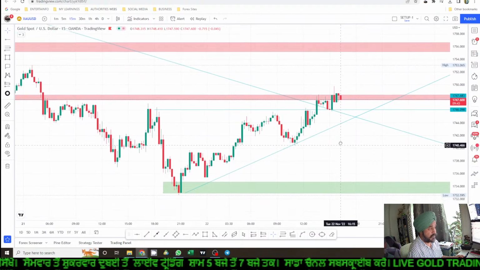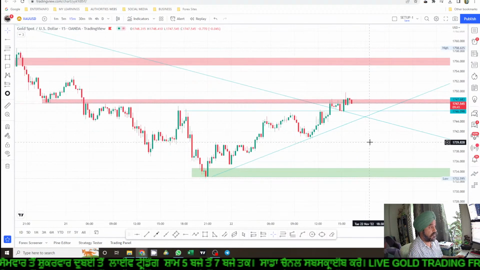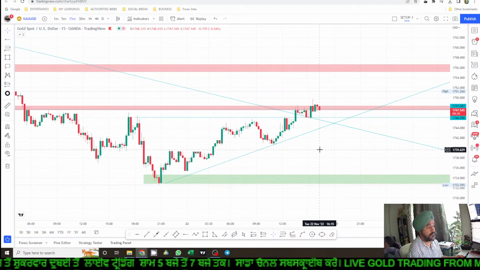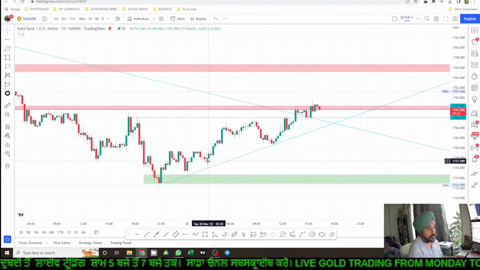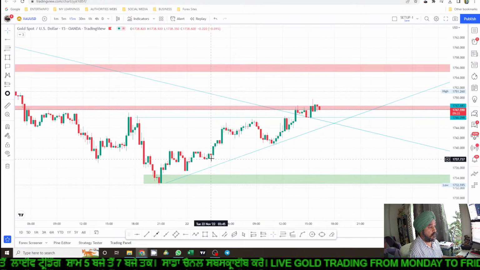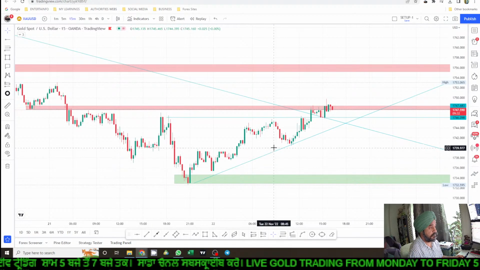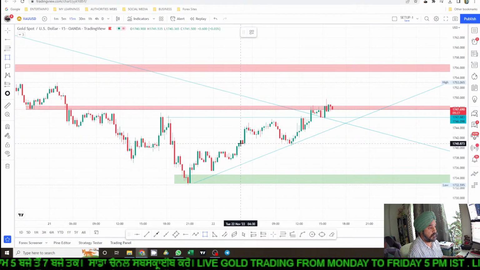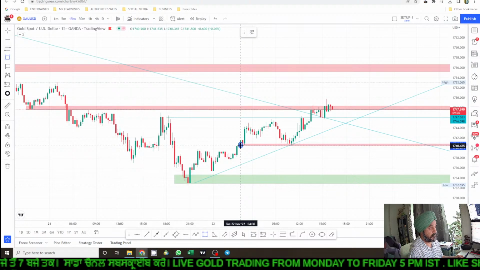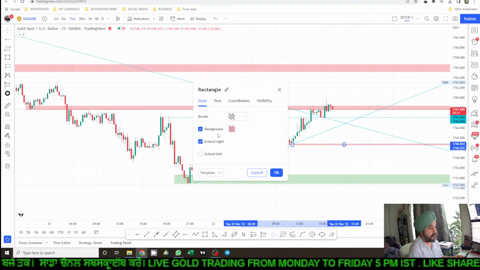I lost 2 trades since morning, so guys be careful, it could be fake out. I won 2 trades since morning, I lost 2 trades since morning, so total 4, so be careful. So here we can see it was respecting previous demand zone.